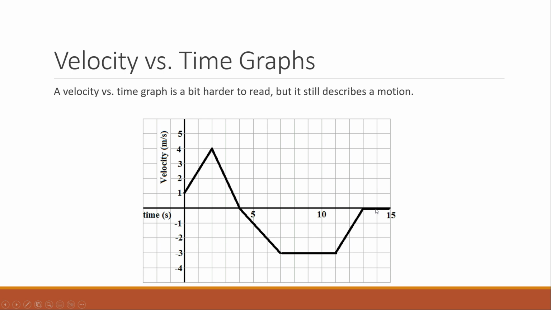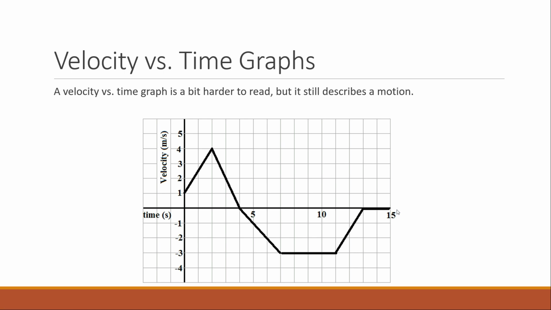I have stopped. So if I was to imagine this situation as if I'm in a car, I sped up going forward, and then I slowed down to a stop. Then I reversed, speeding up, reversed at a constant speed for a while, and then came back to a stop, and then stayed at a stop. It's a little harder to read.